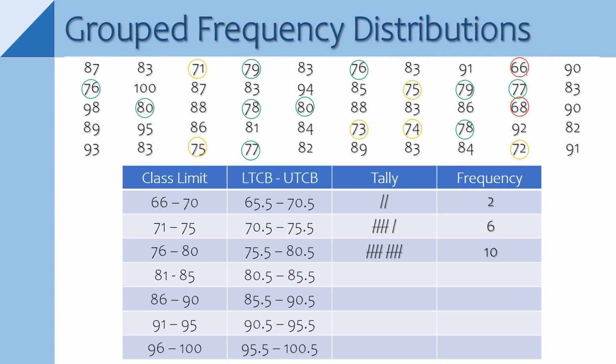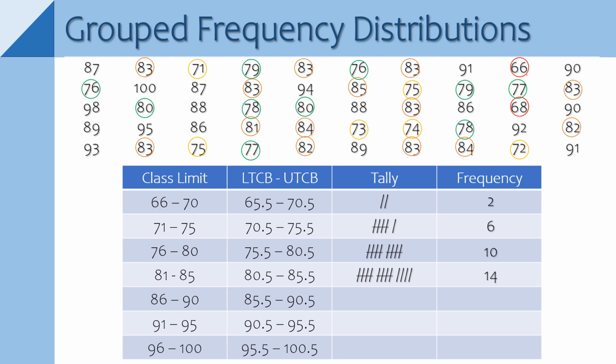Next, so we have 81 to 85. Okay, so we have 1, 2, 3, 4, 5, 6, 7, 8, 9, 10, 11, 12, 13, 14. So there are 14. So itali natin yung 14 and then for its frequency.